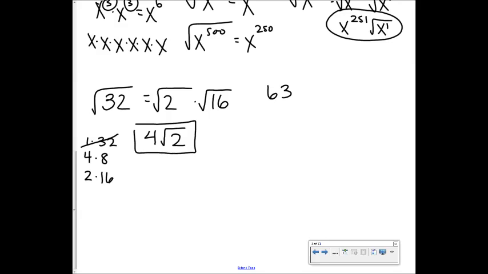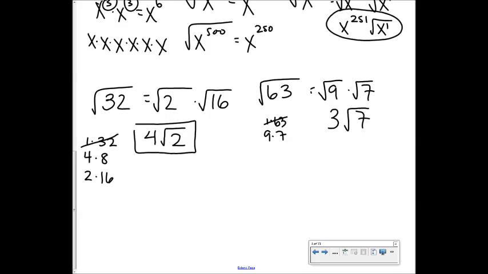63. Is that a perfect square? No, it's not. So I want to break it down into a perfect square factor. So what are some of my options for 63? I can only think of two: 1 and 63 or 9 and 7. 1 and 63, does it help me? No. So 9 and 7 is what I want to use. Square root of 9, square root of 7. Which of those is a perfect square? 9. So 9 becomes 3 where? Outside. And then 7 stays inside because can you break 7 down anymore? No. Okay? So 7's done.